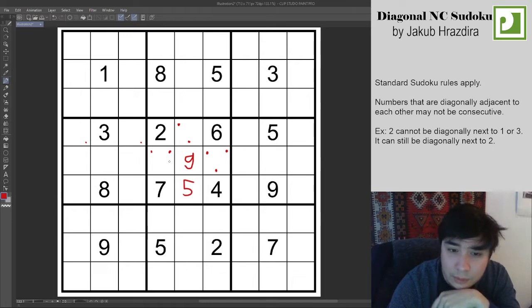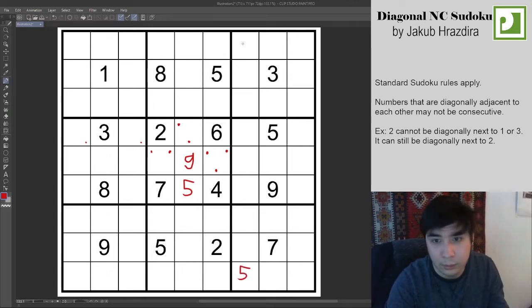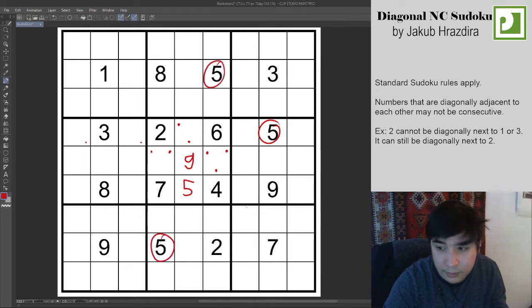There are 4 different 5s, but I don't think they actually give us a lot of information, because there's only one 4 and one 6. We do know that the 5 is either in the bottom or in the top here. Because there's 5s here, here, and here, and these 4 and these 6 block those two positions.